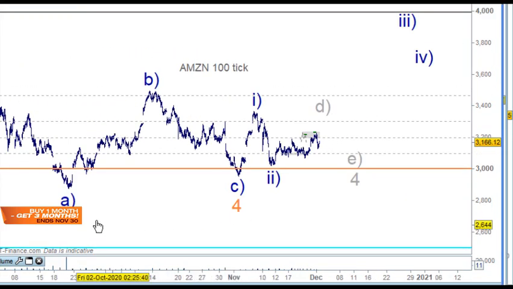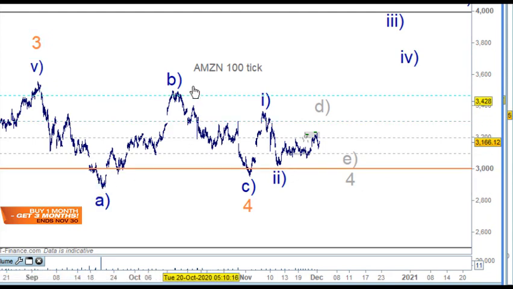So once again, we've been looking at this as well, wave 3, an A and a B and a C for wave 4, up for 1 and back for 2.